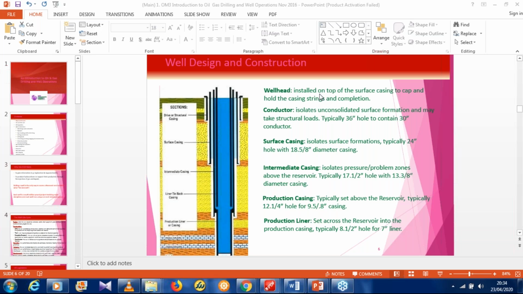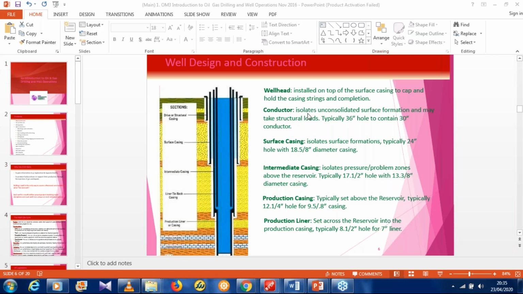It's usually installed on top here. Another name for the wellhead is Christmas tree. We call it Christmas tree. It is the combination of different outlets or valve outlets that will be installed or mounted on the structure of the well so that from various channels we can get an output of this product.